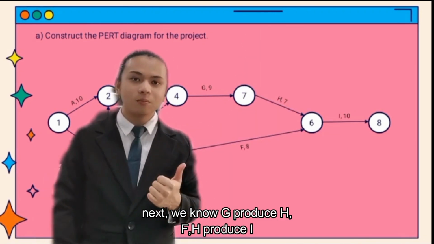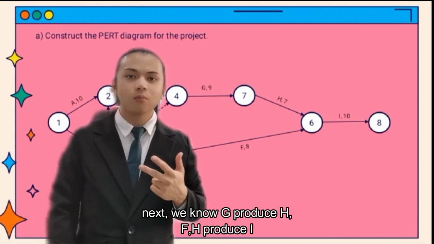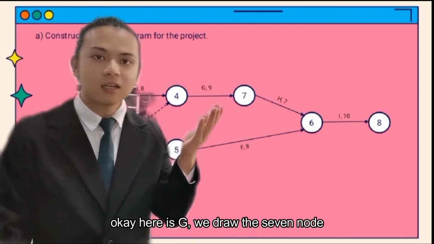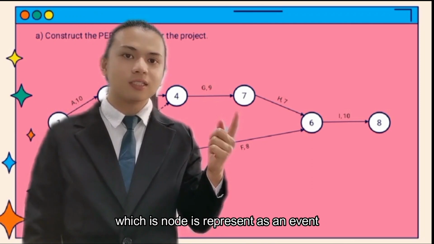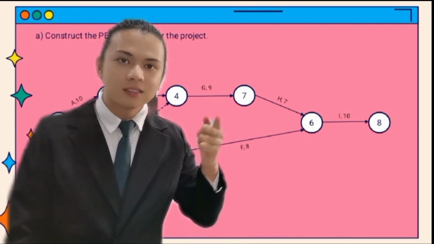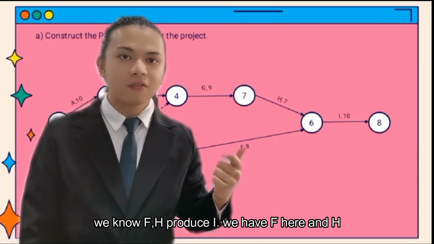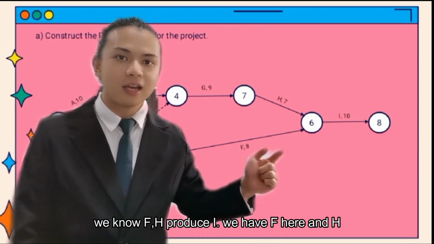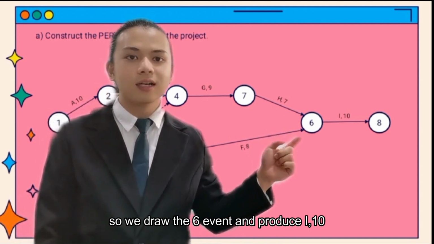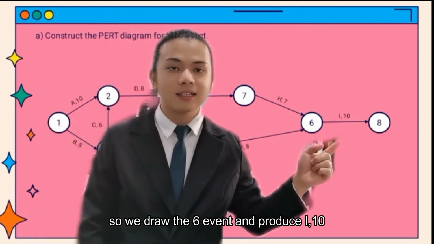Next, we know G precedes H. H precedes I. Okay, here is G. We draw the second node, which represents an event. So G precedes H. We draw the arrow for H, 7, and we know H precedes I. We have F here and H. So we draw the event and produce I, 10.